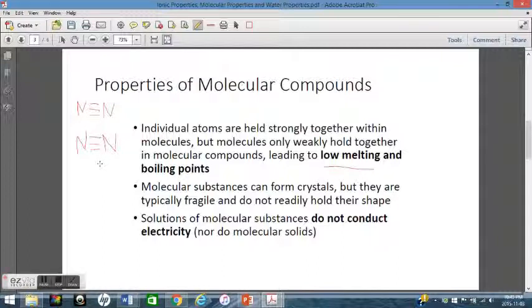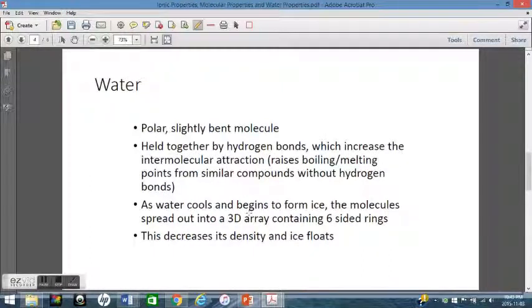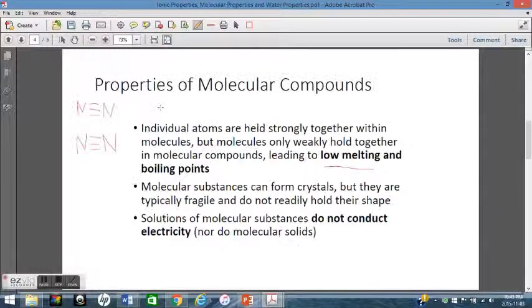Okay, if we were to cool it down below minus about 200 or so, nitrogen gas will actually form a solid. It wouldn't conduct electricity. Okay. Sugar, as a solid, doesn't conduct electricity. Sugar, as a solution, does not conduct electricity.